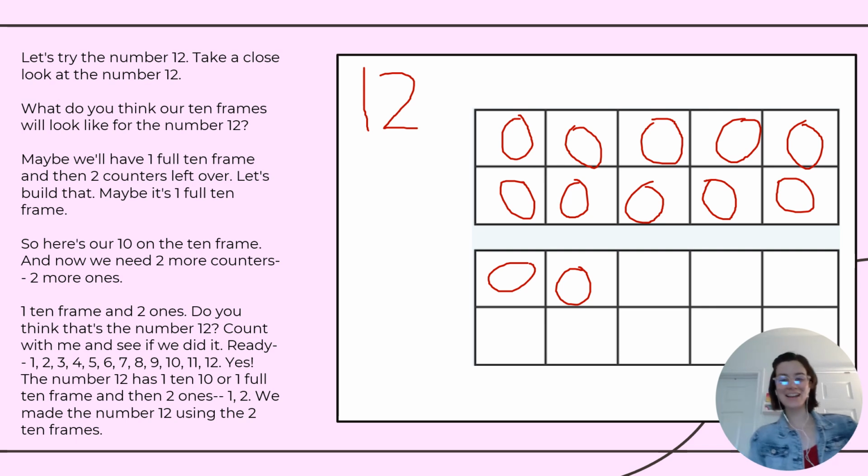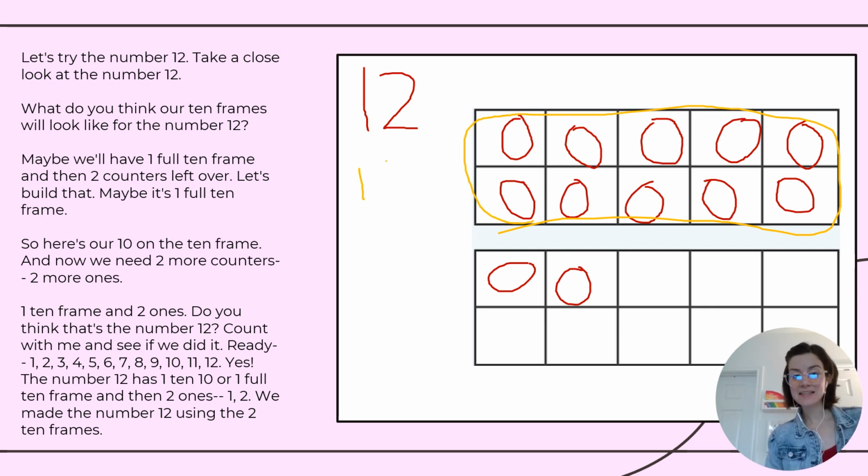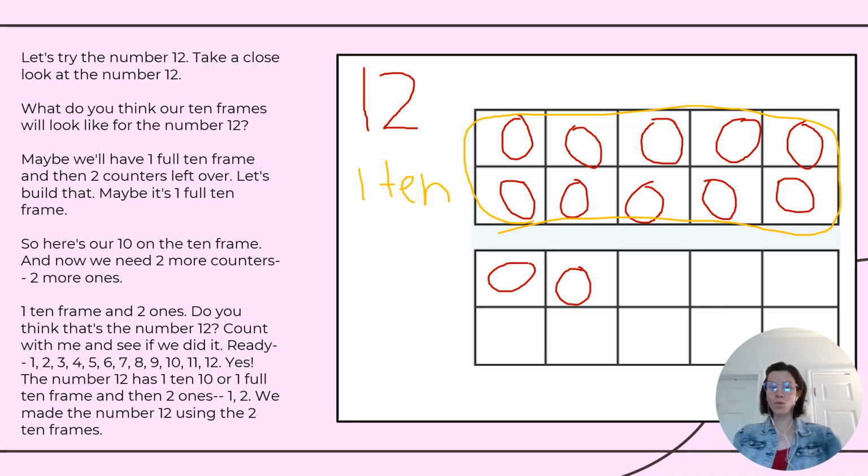Well, we can see right here, we filled up our top 10 frame, right? It is completely full. So that means that equals 1 ten, because there are 10 counters in it, or there are 10 ones in 1 ten. So we can just simply say 1 ten. We're just combining those and saying, okay, we're going to say 1 ten for this instead of saying 1, 2, 3. We can combine these all together into 1 ten.